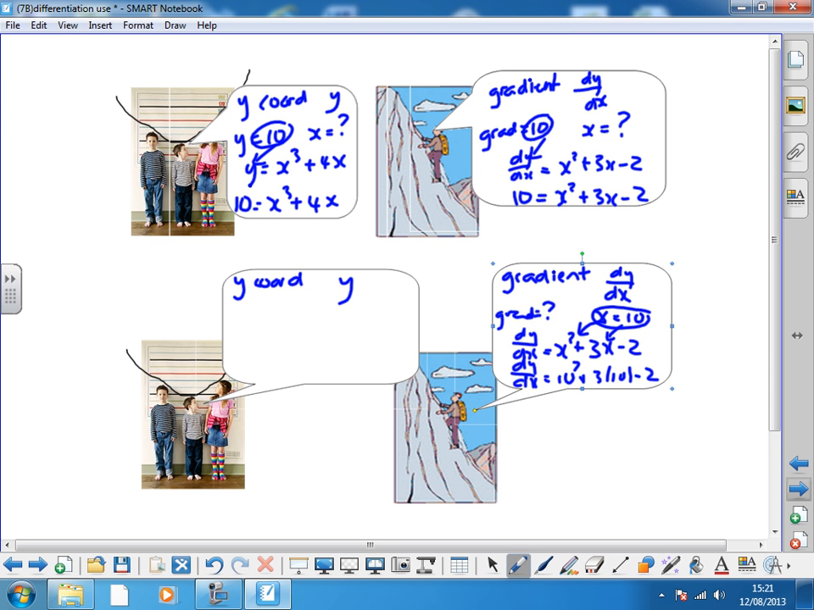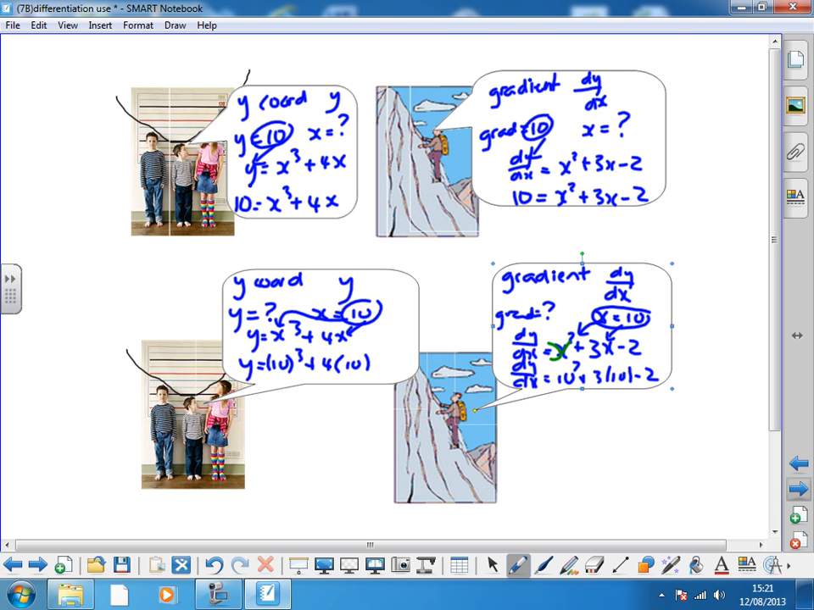Or maybe we don't know what the y coordinate is, but we do know that the x coordinate is 10, in which case we take our function and we simply substitute in x is 10. And then exactly the same thing, and we find out what y is. So the important thing is that if it's about gradient, we need the dy by dx function. If it's about height, we need the y function. Then we will know something, and we need to substitute that in.